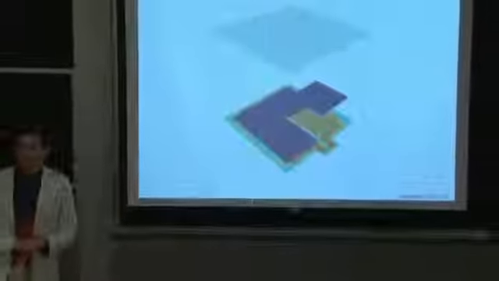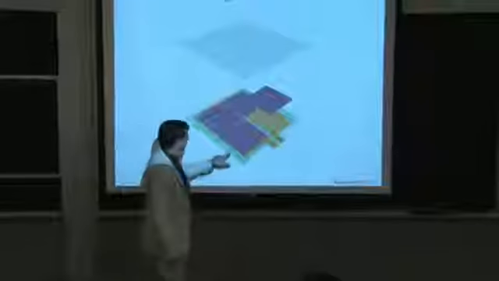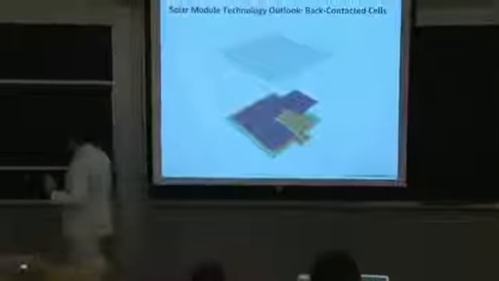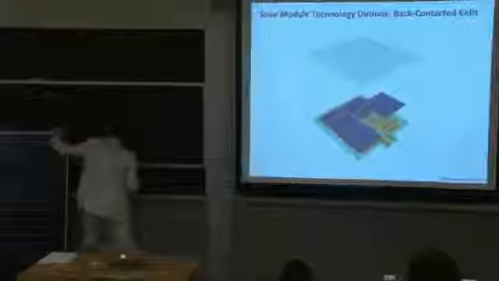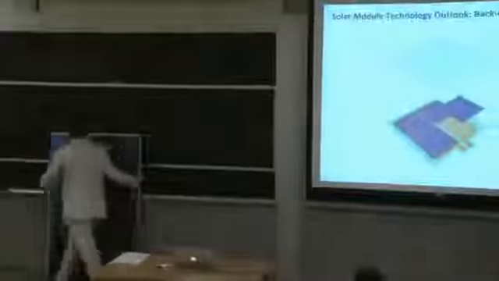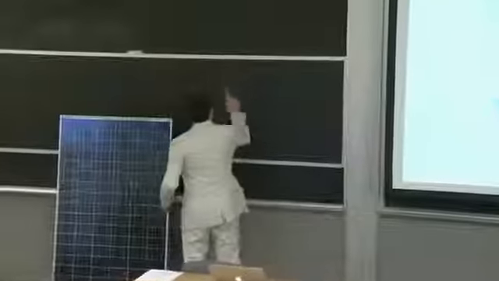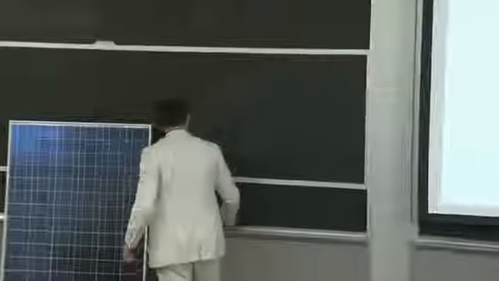So there are attempts as well to put all of the contacts onto the back to enable this monolithic manufacturing. Yes? How is that not a short? OK, so how is that not a short? Let me show you how that would not be a short. What I'm going to do is attempt to draw two different cell designs that could lead to not shorting.